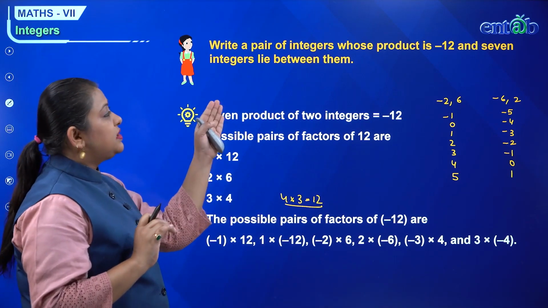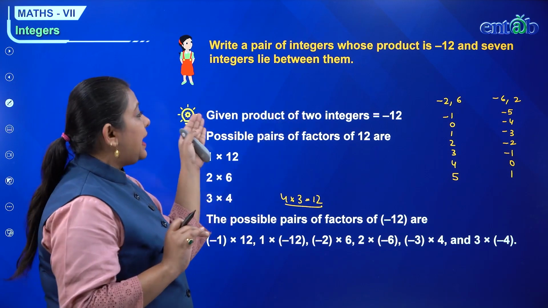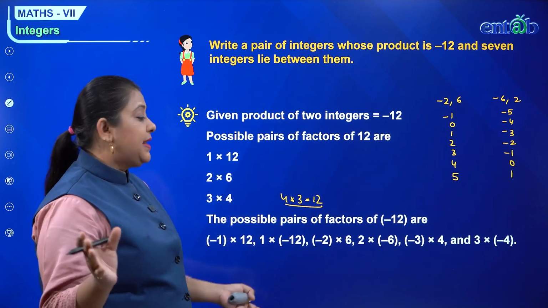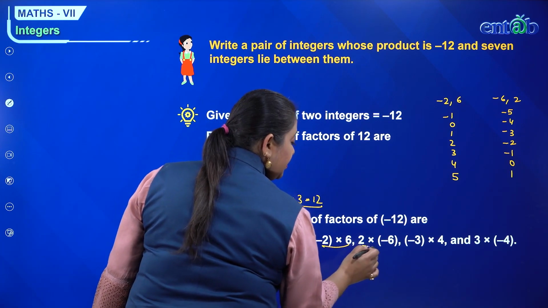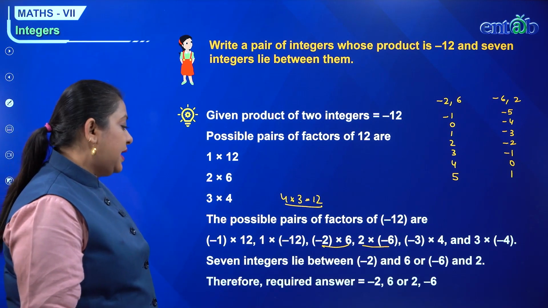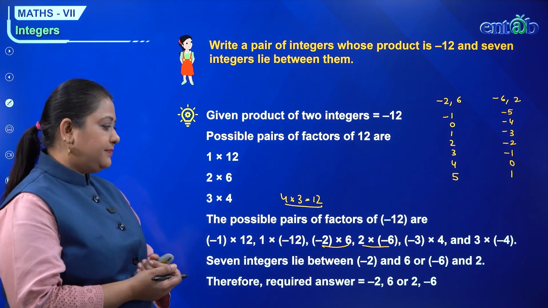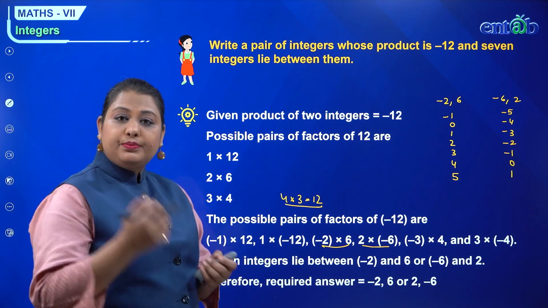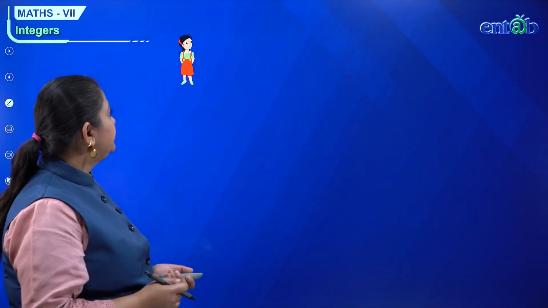So, the possible pair of integers whose product is minus 12 and also 7 integers lie between them can be either minus 2 times 6 or 2 times minus 6. So, we have the answer as minus 2 comma 6 or 2 comma minus 6. I hope this is clear to you. Let's look at the next problem.